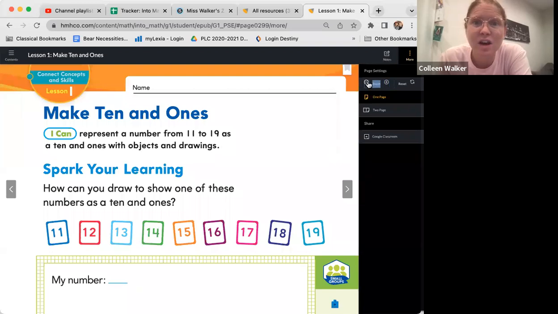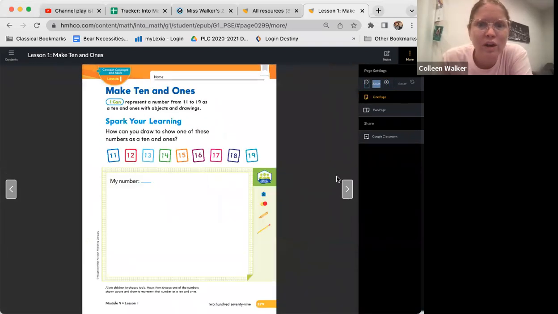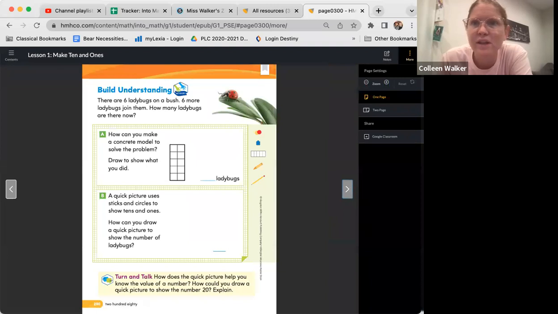Awesome, friends. All right, so we are going to start right away with build understanding. So let me get my pen out. I'm ready to go. Here we go, my friends. It says there are 6 ladybugs on a bush. 6 more ladybugs join them. How many ladybugs are there now? How can you make a concrete model to solve the problem? Draw to show what you did.